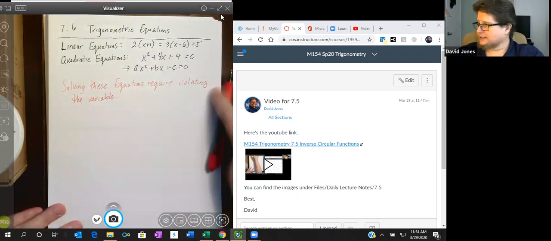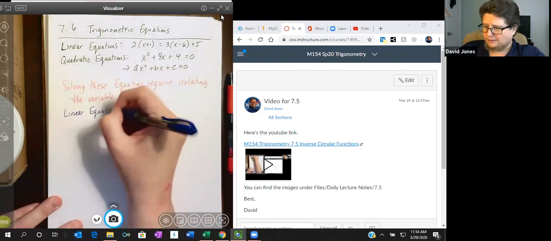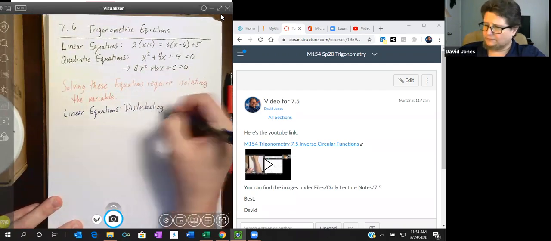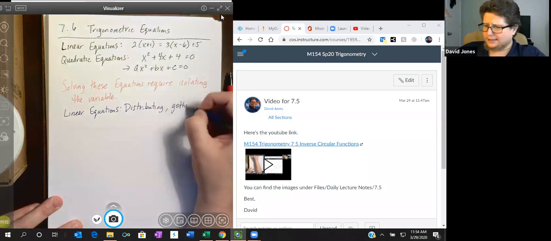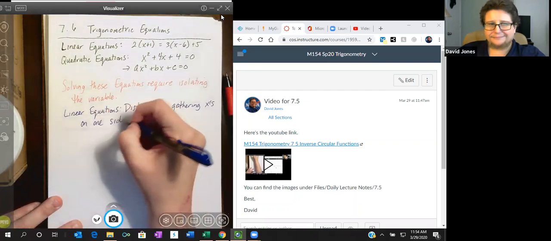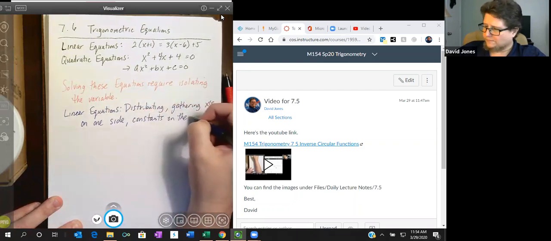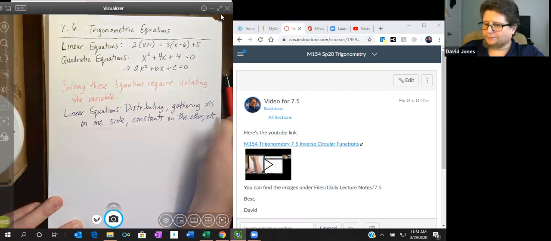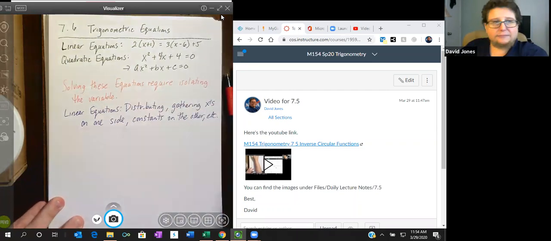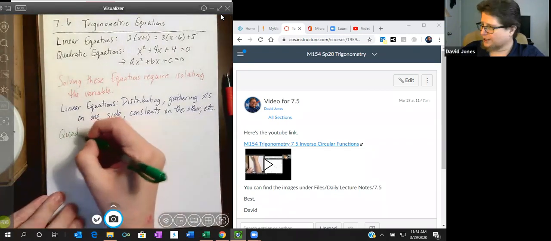For the linear equations, this required doing stuff like distributing, gathering x's on one side, constants on the other, etc. You're quite familiar with that, I hope. For the quadratic equations, we had a couple approaches we could do.